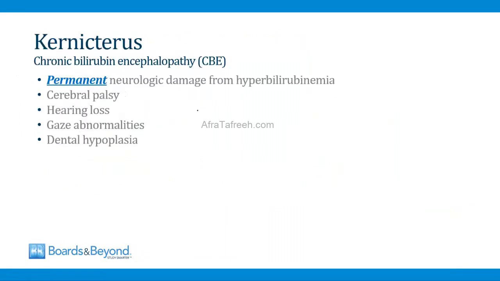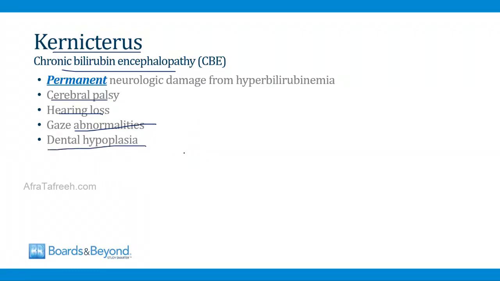So BIND is an acute response in the baby to high bilirubin levels. Kernicterus, on the other hand, is a form of chronic bilirubin encephalopathy. It's permanent neurologic damage that results from babies being exposed to high bilirubin levels. And the clinical features of this can include movement problems like cerebral palsy. There can be hearing loss and gaze abnormalities. The teeth can underdevelop. This is called dental hypoplasia. So once again, this is largely historical, but decades ago, when there was no treatment for hyperbilirubinemia, babies would develop BIND and then go on to have kernicterus problems for the rest of their lives.